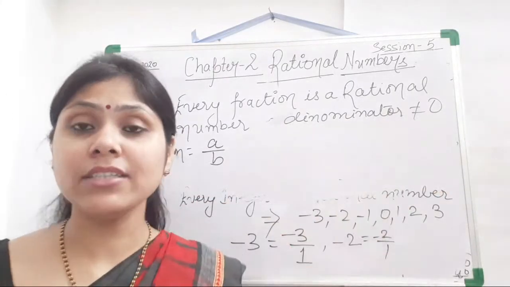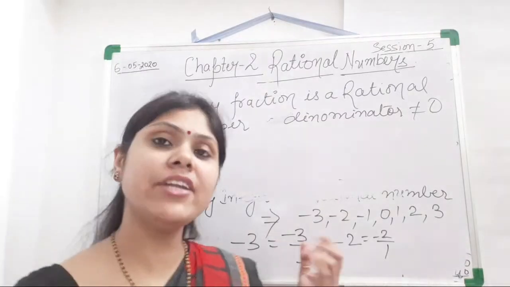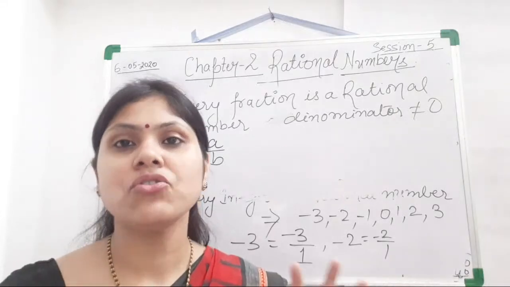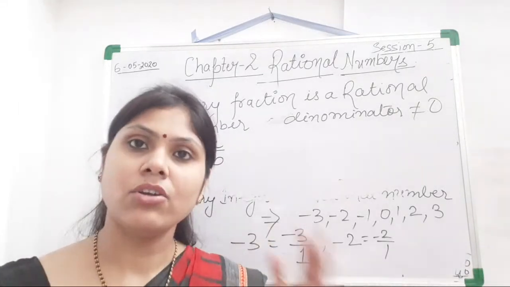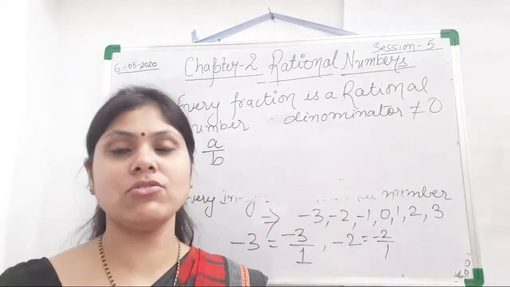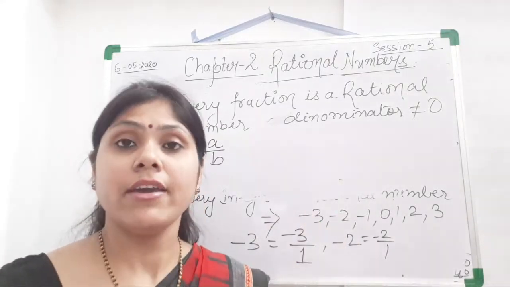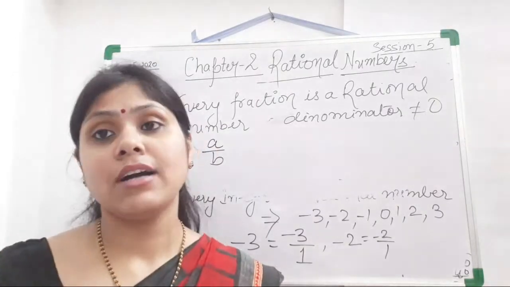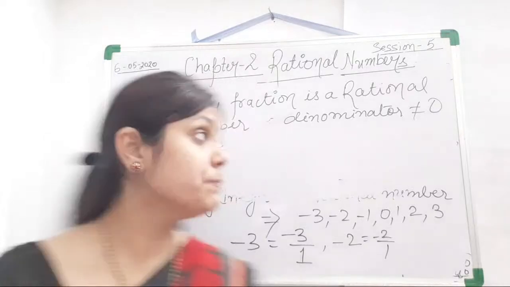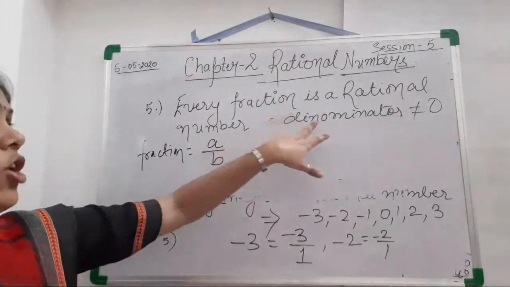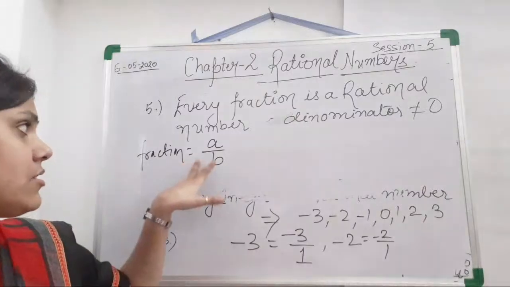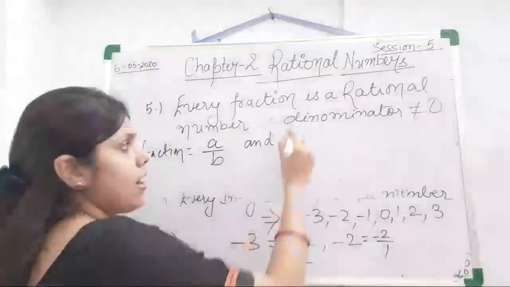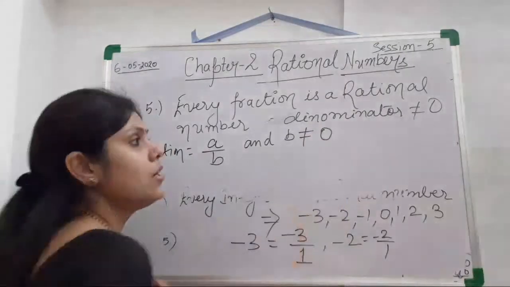Why am I writing this always? Because if the denominator is 0, that means your answer will be meaningless or undefined. This should be clear to you all, because we have done it in division of integers. If we divide any integer by 0, your answer comes undefined. Clear? So the denominator should not be equal to 0. The fraction is in the form of a upon b, and the denominator is b, and b should not be equal to 0.